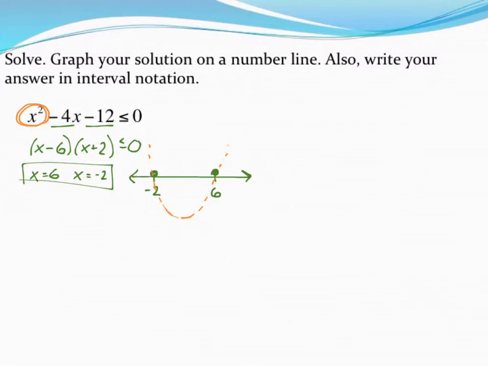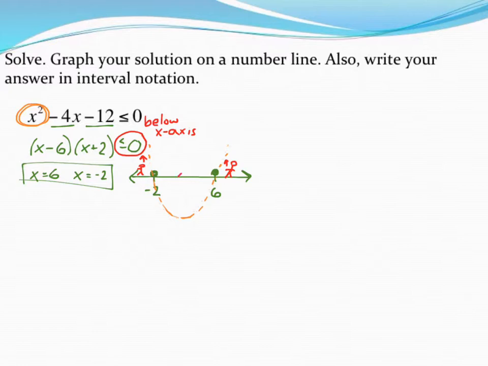To do this, I have to go back and look at what my inequality was asking me for. They asked me to find where this was less than 0. In other words, they want me to shade where the parabola is below the x-axis. So I'm going to pretend that I'm standing somewhere on the x-axis and see if the parabola is above or below me. For example, if I'm standing over here, the parabola is up above me, so I don't want to shade that section. If I were to stand at the other end, once again, the parabola is above me. I don't want to shade that section.